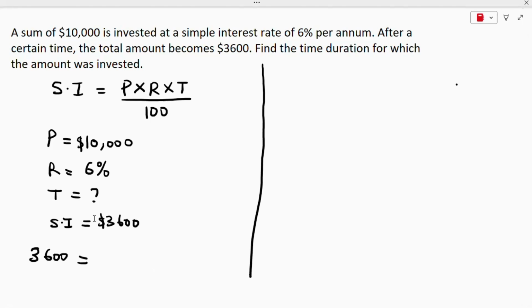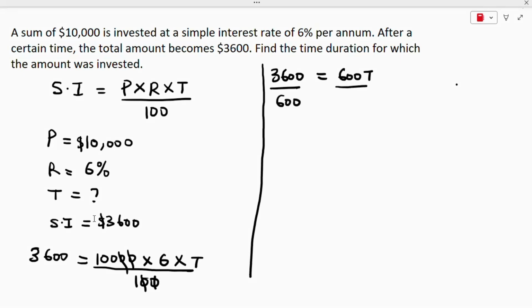Putting this into the equation, we have that 3,600, which is SI, is equal to the principal, 10,000, times the rate, 6, times T over 100. The 0 will cancel the 0, and we have 100 times 6, which is 600. So 600 times T gives us 600T. Divide both sides by 600, so T is equal to 3,600 divided by 600, which gives us 6. So the time duration for which the amount was invested was 6 years.